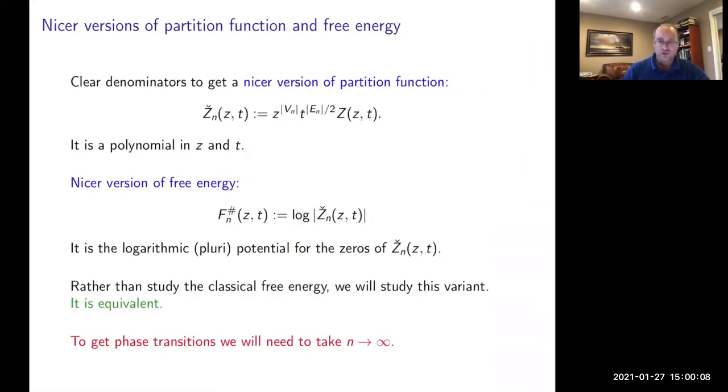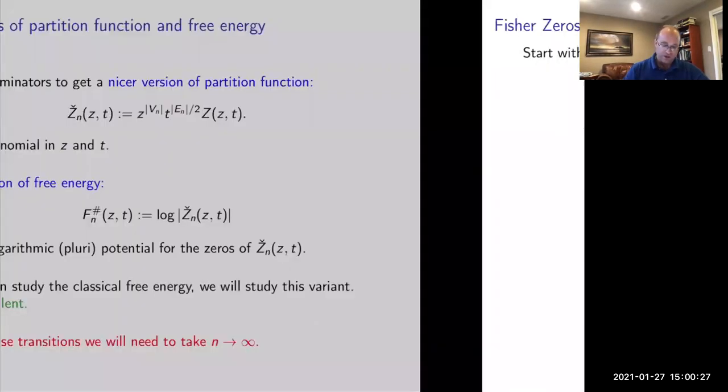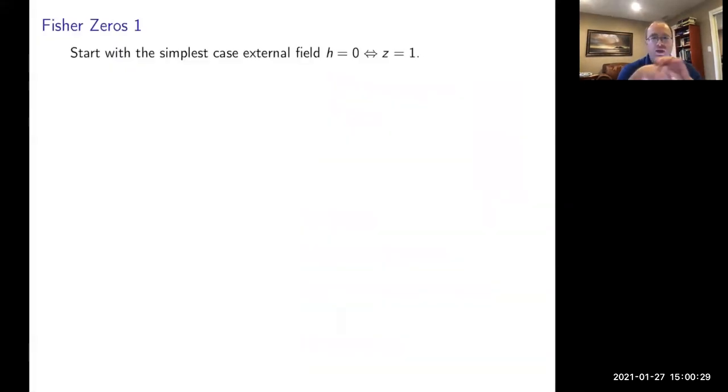Okay. So to get phase transitions, we have to take n to infinity. And I'm actually going to describe 3 different situations where we take n to infinity. I want to talk about it in 3 different levels of difficulty in some sense. And I want to start with the simplest case. All of this can be discussed when h is 0, which is the same as having z equals 1. So this is 0 external magnetic field. It's much simpler. It's still very complicated and interesting. So let's talk about that for the next 10 minutes or so.